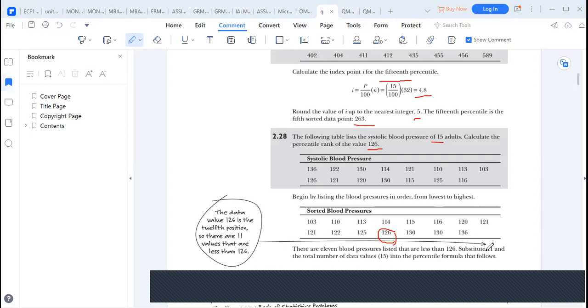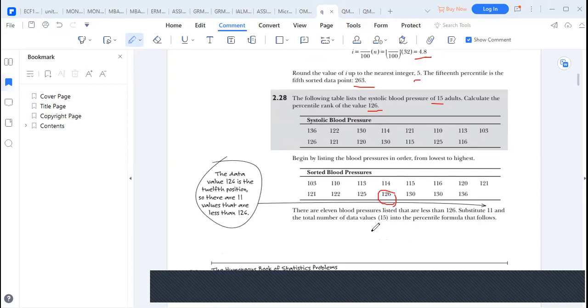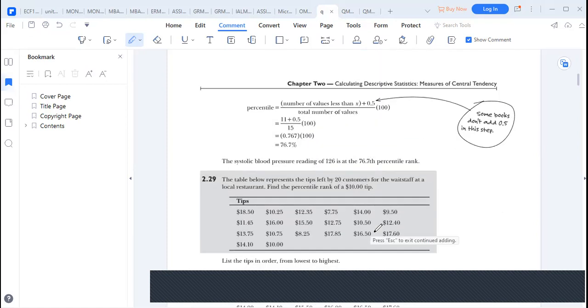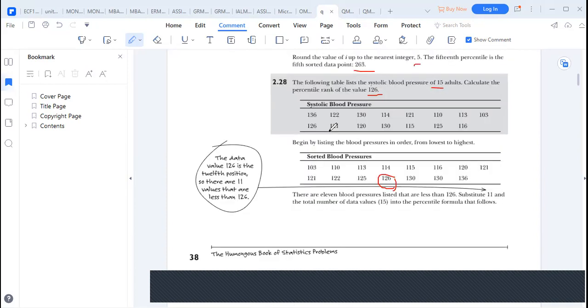So we substitute 11, and the total number of values are 15. So what we do is 11 plus 0.5 over 15 times 100 to get the percentile. We're going to get 76.7%. Okay, sorry, I'm a little bit behind on this one.